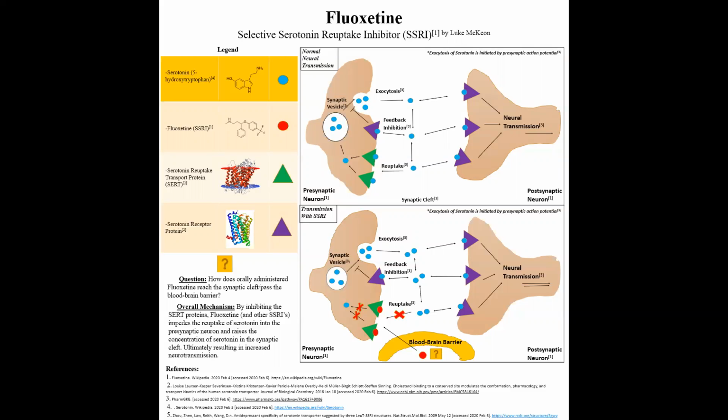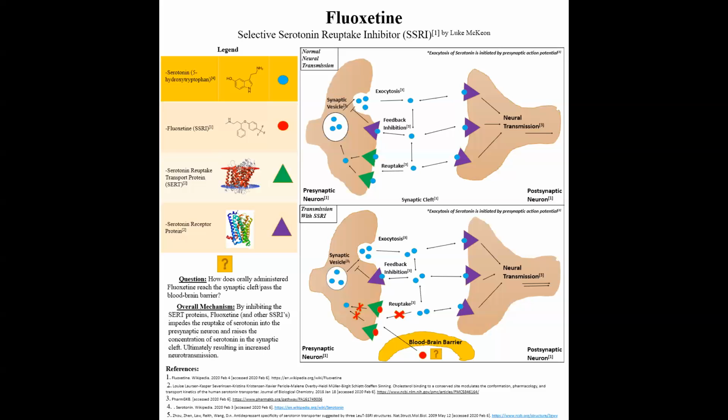And then you have your serotonin receptor proteins, mostly on the postsynaptic neuron, which are there to receive the synaptic signal of serotonin. As the serotonin moves across the synapse, they're the ones who recognize that and carry on the neural transmission signal. So to see all this in motion, let's look at the normal neural transmission pathway.